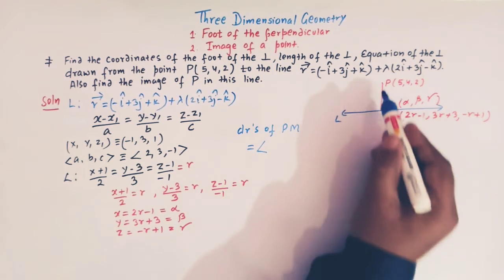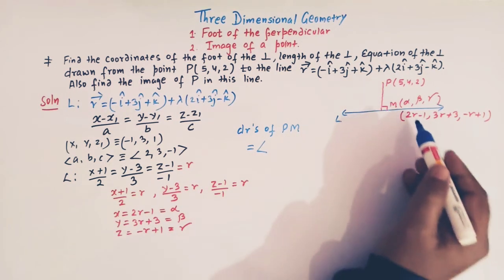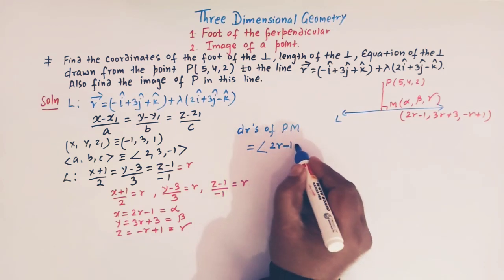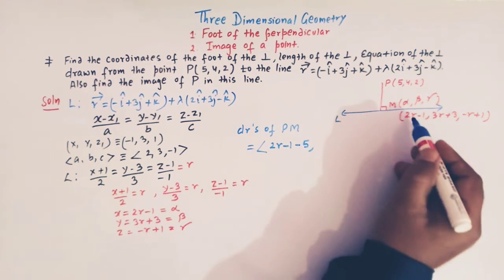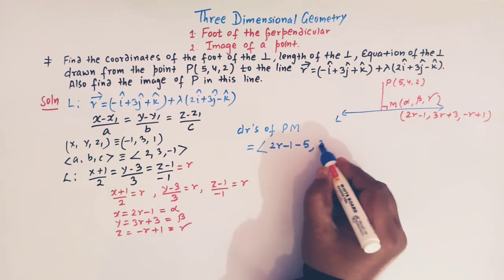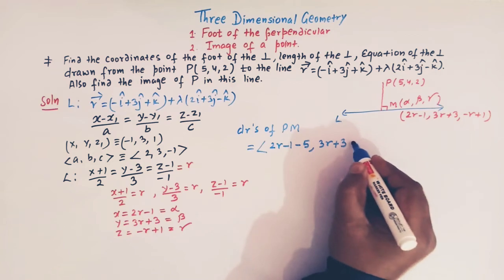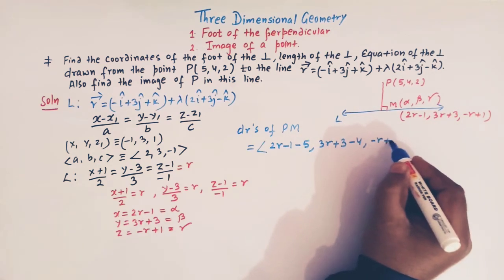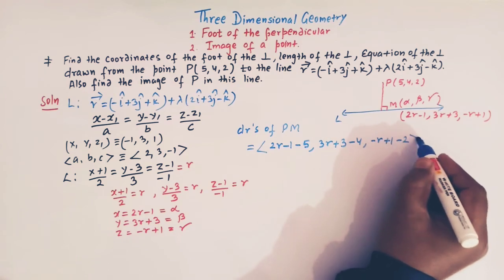So the drs of this line PM is given by 2r minus 1 minus 5. We'll subtract the coordinates, and here we have 3r plus 3 minus 4, and then we have minus r plus 1 minus 2.